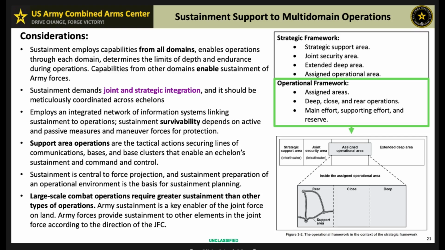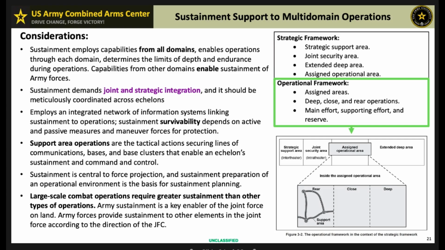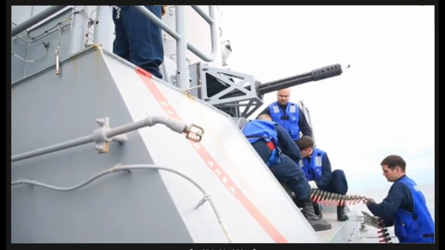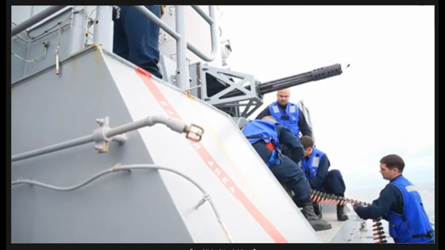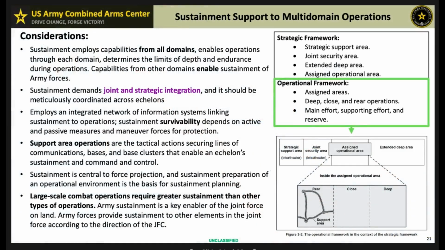This slide emphasizes the importance of joint sustainment in supporting multi-domain operations. Sustainment capabilities are drawn from all domains: land, air, sea, space, and cyber, and they directly influence the depth and endurance of operations. Sustainment must integrate across all domains and joint forces to ensure operational success. Joint and strategic integration is essential, demanding close coordination across all echelons.